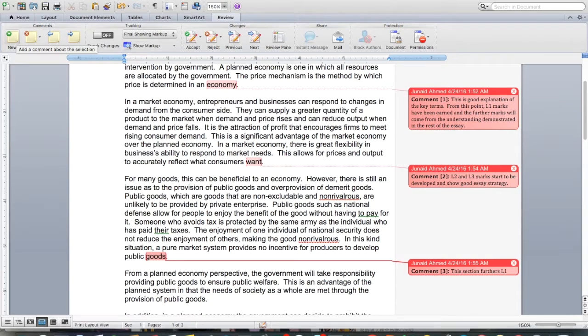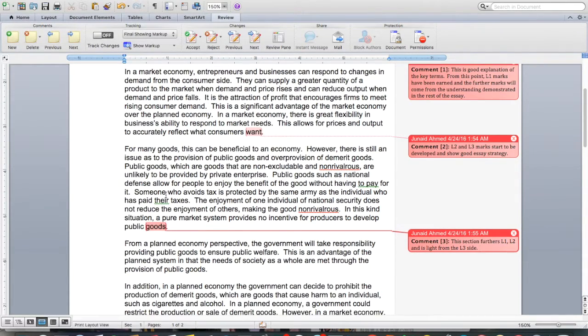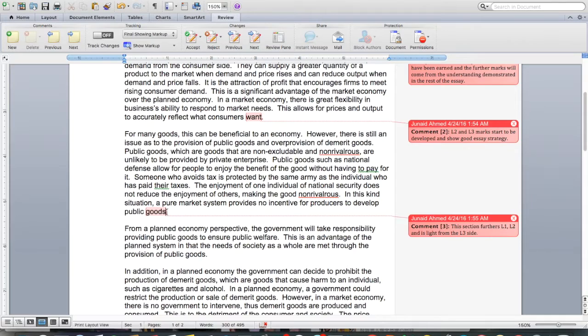So I'm just going to write L1 for knowledge, L2, and I'd say it's light from the L3 side because the analysis is not thorough enough. Maybe you could talk about the free rider problem and say public goods allow for this problem to exist and why it's an issue, and then that is a problem in a market system because who's going to provide these goods due to the free rider problem, as opposed to a planned economy where the government will provide these things and so on. So let's actually continue that thought.